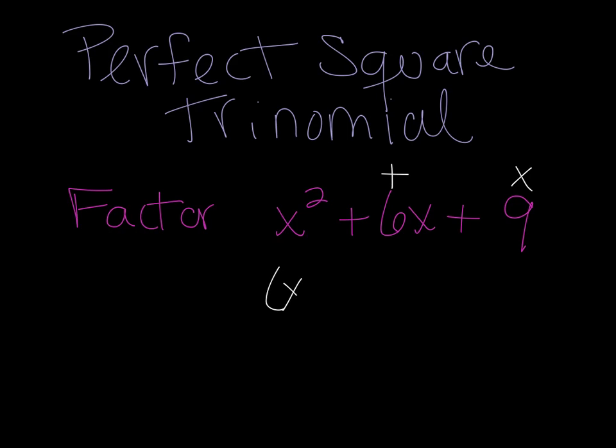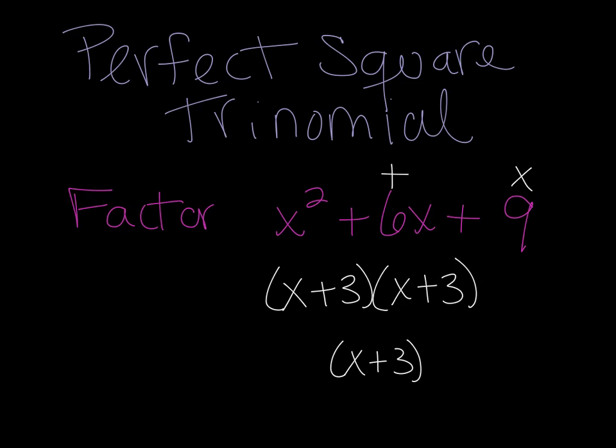So this factors into x plus 3 times x plus 3, which is the same thing as x plus 3 squared. And the reason it's a perfect square trinomial is because it's one factor, x plus 3, that's been squared that gives us the result up here. So in order to complete the square, what we have to do is actually create these perfect square trinomials.